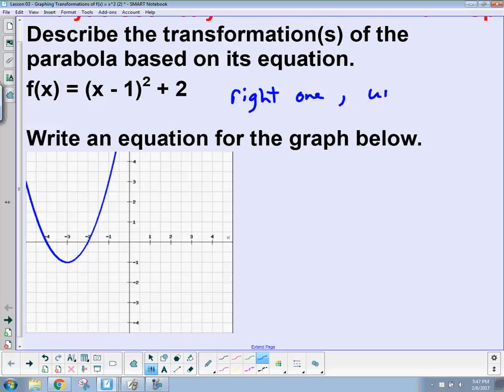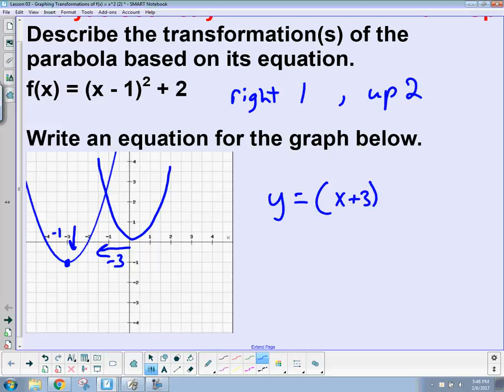1. Write an equation for the graph below. Again, parent function is right here. So it looked like we shifted to the left 3 and then we went down 1. Remember opposite. So y equals parentheses x plus 3 squared minus 1. All right, moving on. And we got the right answers.